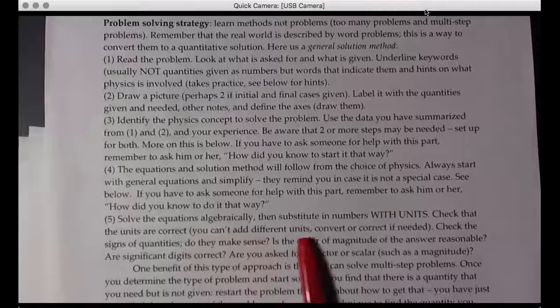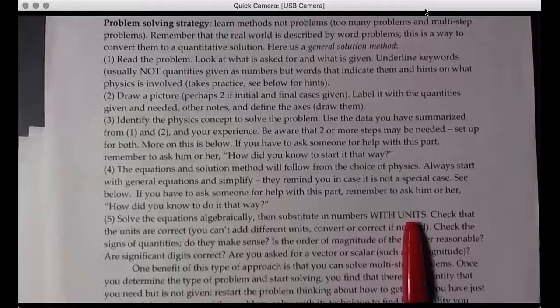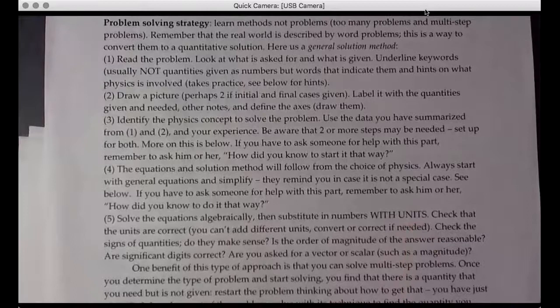And when you put in numbers, put them in with units. Why? That'll check your algebra. That'll see if you're using the right equation. That'll make sure that you didn't forget to convert centimeters to meters or whatever else you had to do. Maybe you weren't supposed to because the other thing was in centimeters. That is a good check.